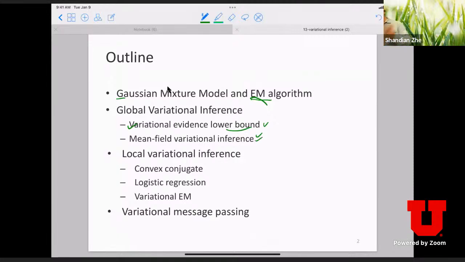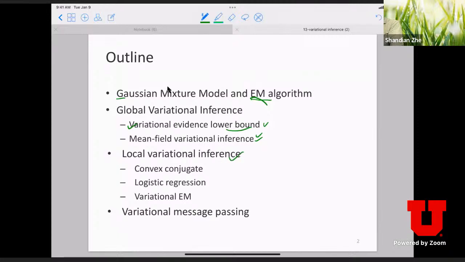And then we'll introduce a simple but commonly used approximate family, which is called mean field variational inference. So you don't assume any explicit form of the variational approximation. You just assume the posterior distribution is factorized.